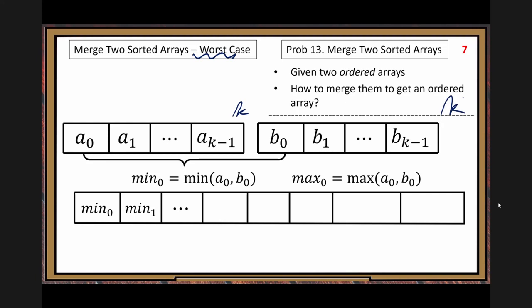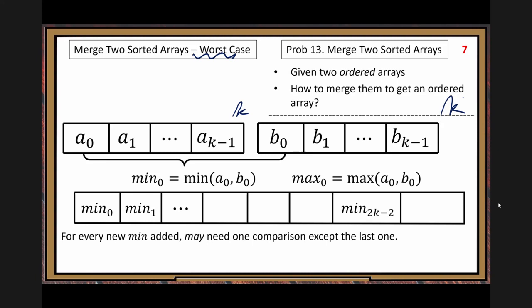Now we want to get the maximum number of comparisons, but we know for the last element we do not need to do a comparison. The last element is automatically in place. So the maximum number of comparisons is 2k minus 1. That's the worst case, except the last one. The worst case answer is 2k minus 1.